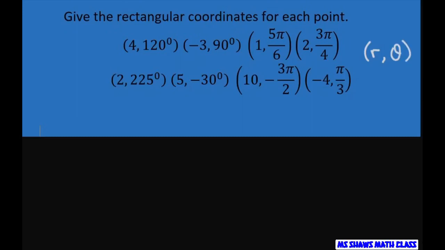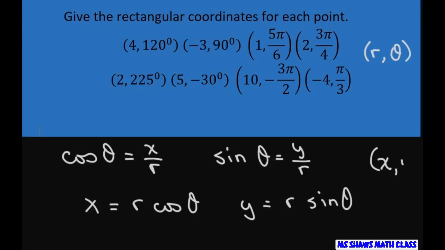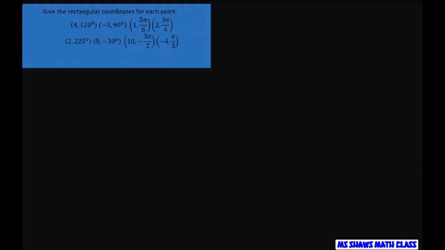So the way we're going to do this, we're going to use the fact that cosine of theta equals x divided by r, and sine of theta equals y divided by r. Therefore, x equals r cosine of theta, and y equals r sine of theta, and therefore we'll get our x and our y. So that's all we have to do, and we'll start with the first one.